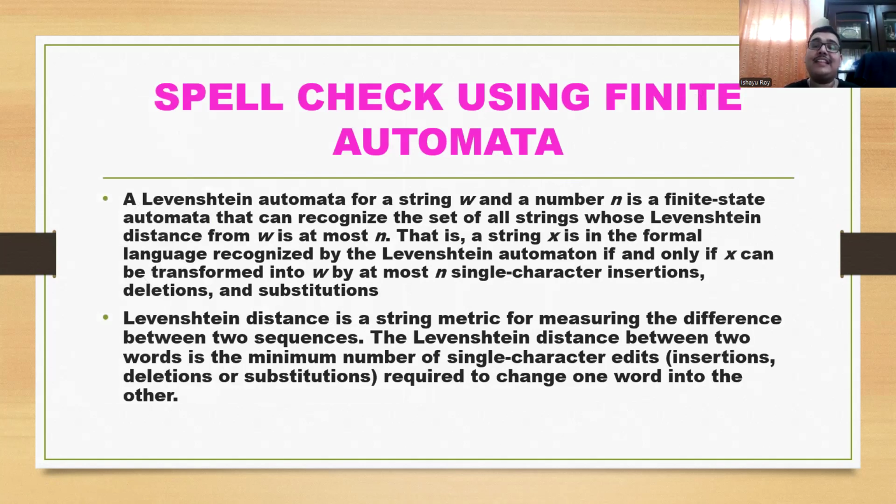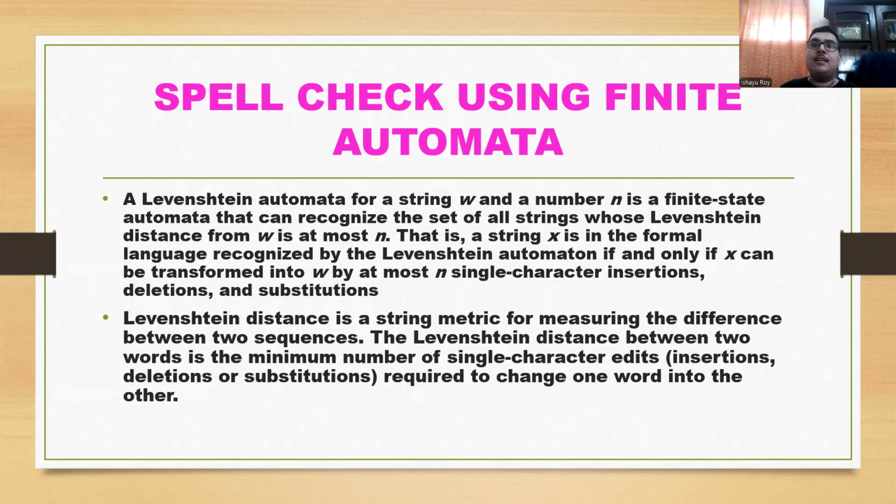Coming up next, we have spell check using finite automata. You must have seen that, for example, instead of typing, let's say, "beautiful," you type something else, maybe some minute error in the spelling, like "BAEUTIFUL." So you get a suggestion saying, "Did you mean beautiful?" The correct spelling. So how does this work?